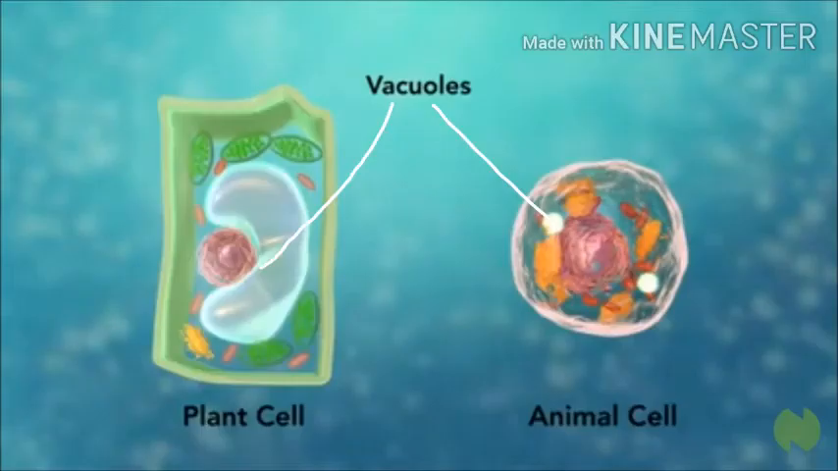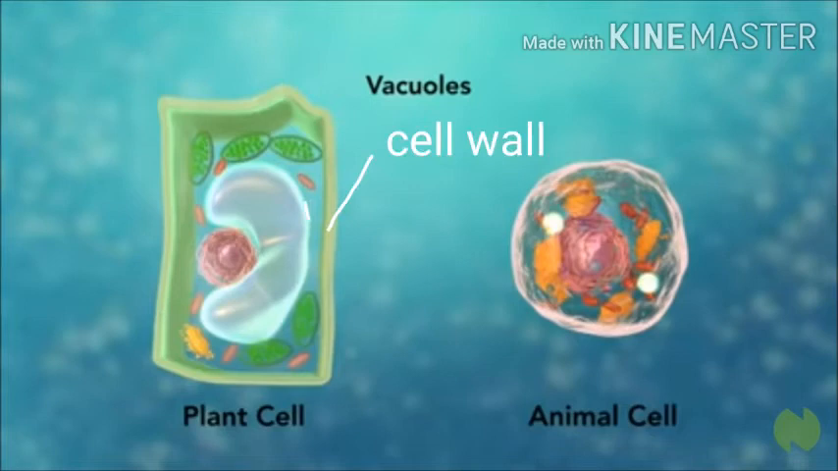Now let us see a few structures which are not part of the animal cell but are present in the plant cell. First is vacuole. That is a fluid-filled, membrane-bound structure. They are more in number and bigger in size in plants. They contain food material and water droplets. It is not present in animal cells, but sometimes if they are present, they are very small.